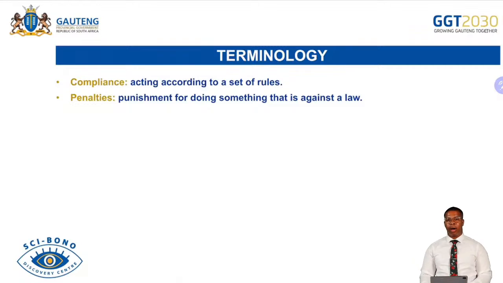What are we talking about when we are talking about penalties? Penalties refers to punishment for doing something that is against the law. To say, if the business is not complying, what is the punishment for that particular business? This can include a compliance order being issued by the labor court to force the business to comply with each act, and some businesses might be fined for non-compliance. So we will look into all those.